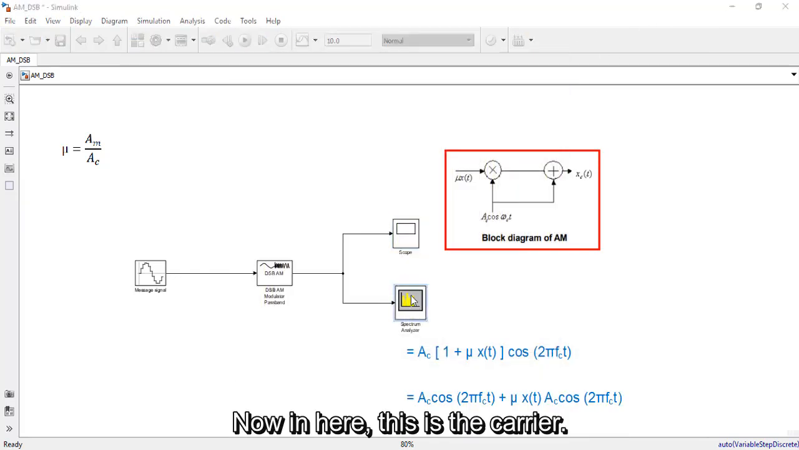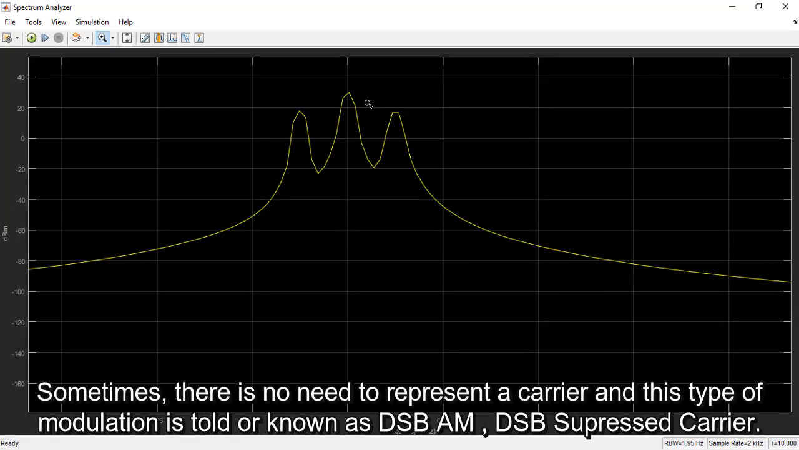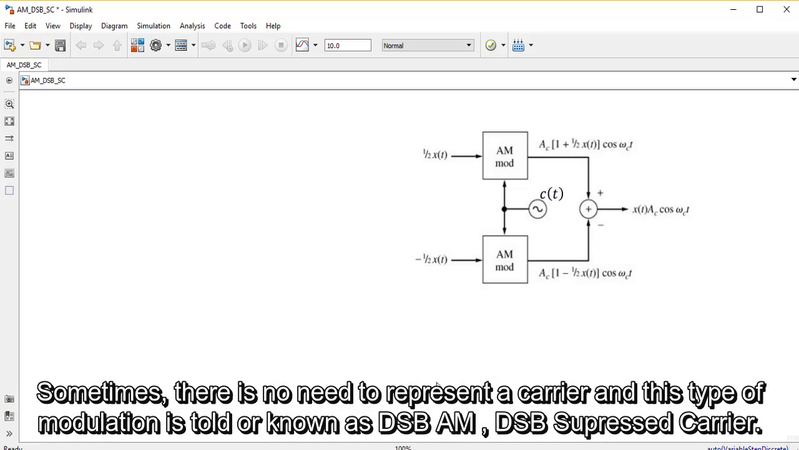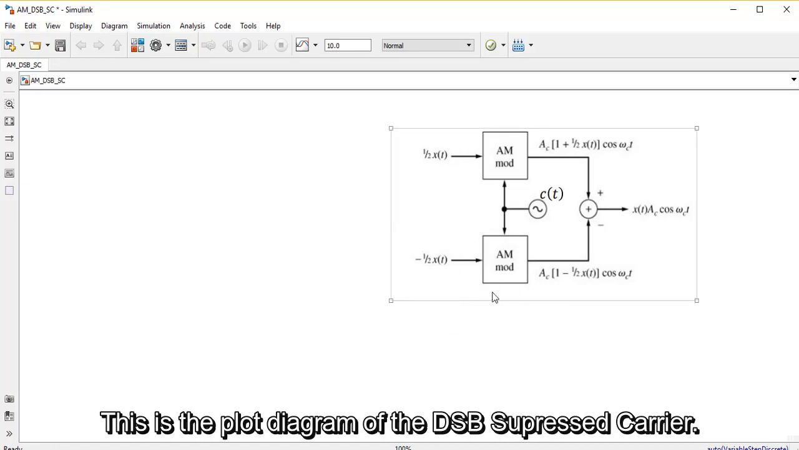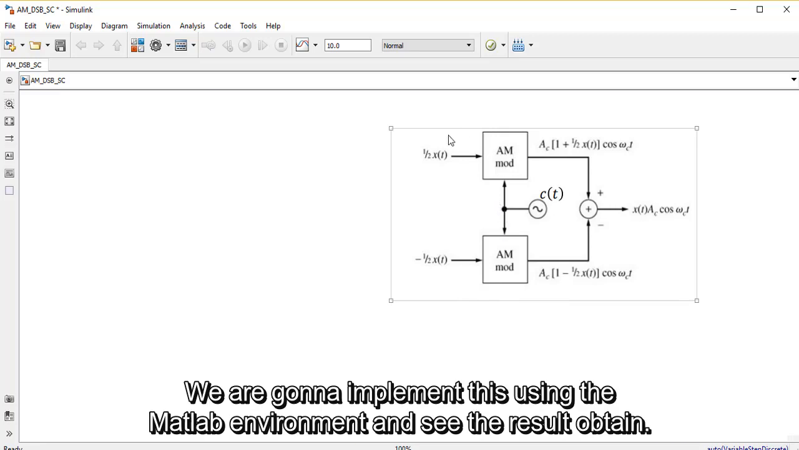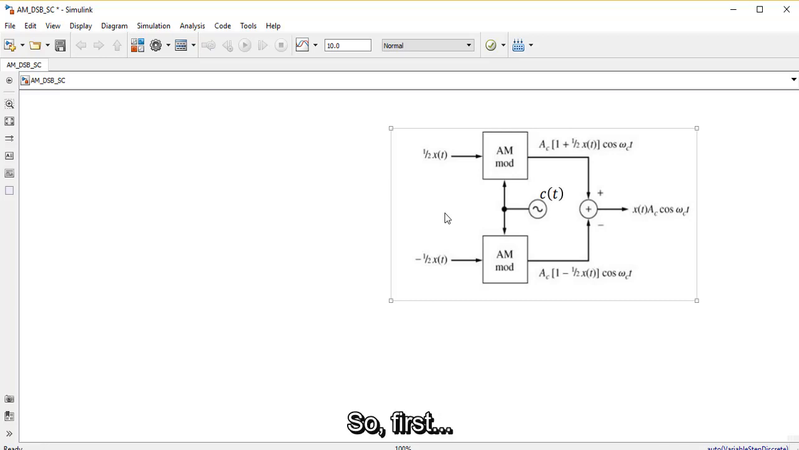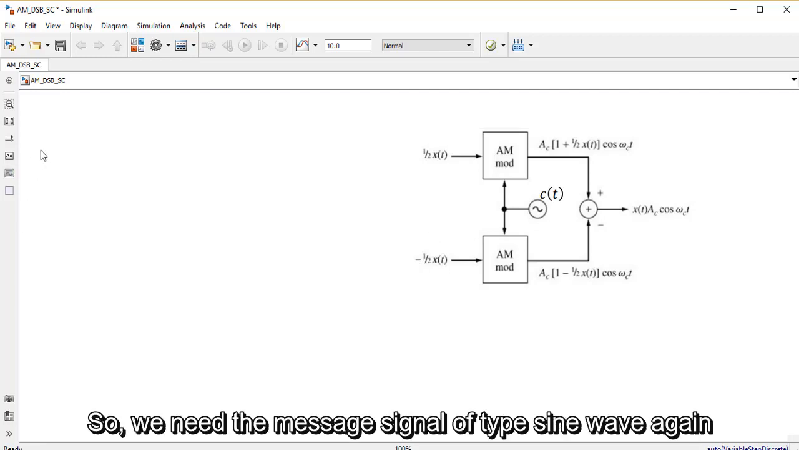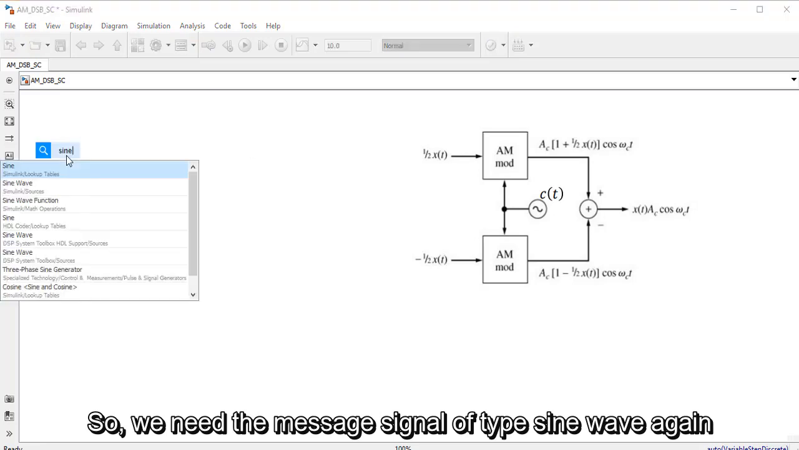Now in here this is the carrier, and sometimes there is no need to represent the carrier, and this type of modulation is called or known as DSB AM DSB suppressed carrier. This is the block diagram of the DSB suppressed carrier. We're going to implement this using the MATLAB environment and see the result obtained. So first, we're going to start with doing the message signal multiplied by half and minus half multiplied by the message signal. So we need the message signal of type sine wave again.